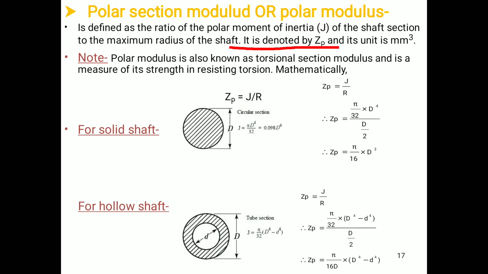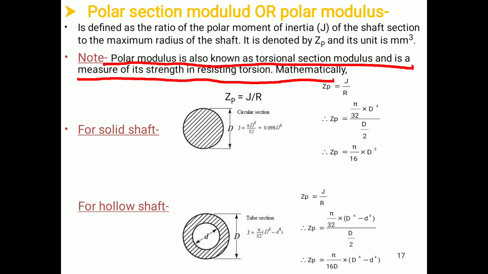Polar section modulus is denoted by the letter ZP and its unit is mm cube, or we can say centimeter cube also, because it is the ratio of polar moment of inertia to the radius. So polar moment of inertia is in mm raised to 4, whereas radius is in mm. So mm raised to 4 upon mm will become mm cube. So this is the polar section modulus definition. Remember that polar modulus is also known as torsional section modulus and is a measure of its strength in resisting the torsion. So it is the strength of that particular shaft to resist the external twisting moment.